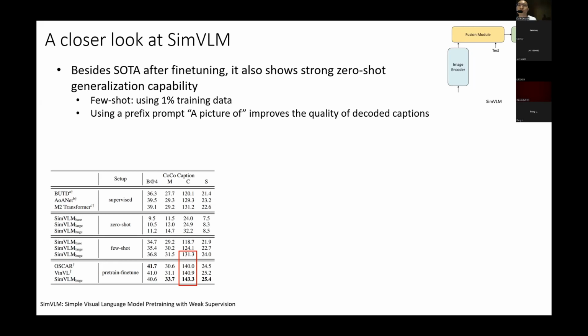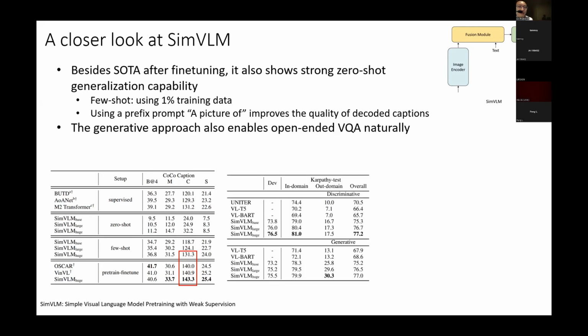is more like using more than 1% of training data. So it's not a real few-shot setup. It's more like a semi-supervised or low-resource setting. Due to the use of a generative approach, it can enable open-ended VQA. Usually VQA is considered as a classification problem.